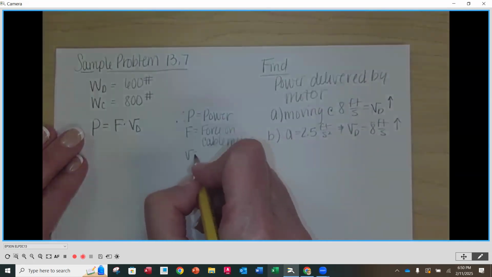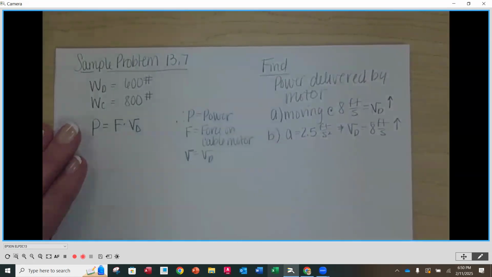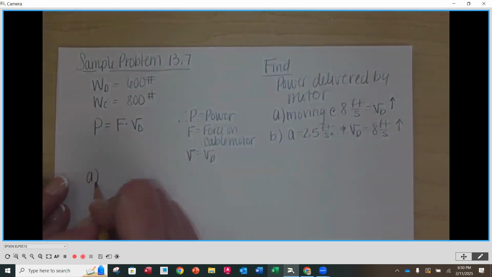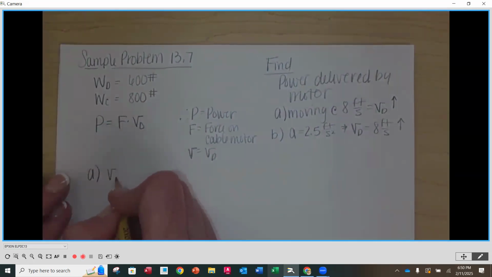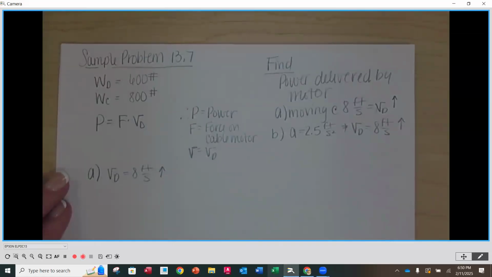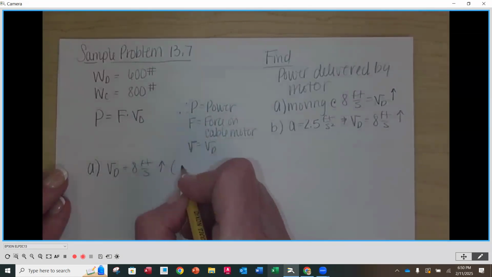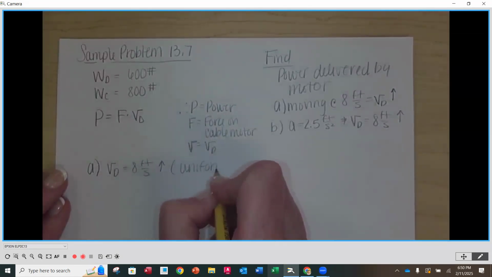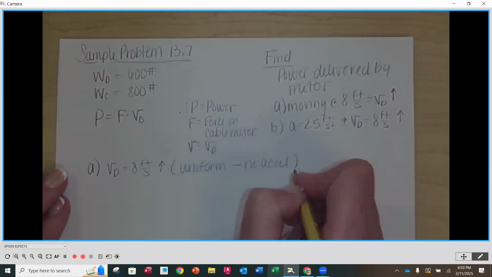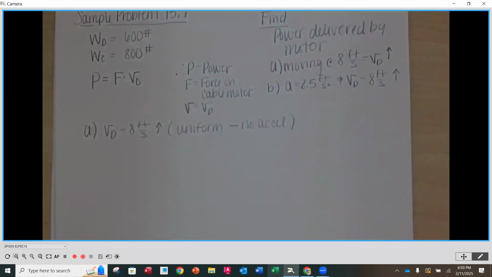And then V is equal to VB, the velocity of that block D or that weight D. Okay. So looking at part A first, we know that our velocity of D is going to be equal to 8 feet per second going up, and it's uniform, so no acceleration. And if you want to write that, that way it kind of gives you a hint at why we're doing what.